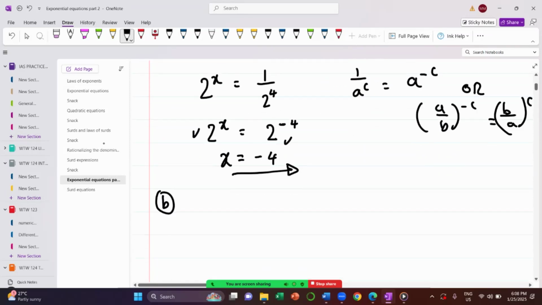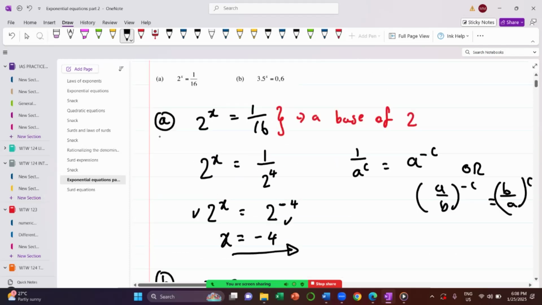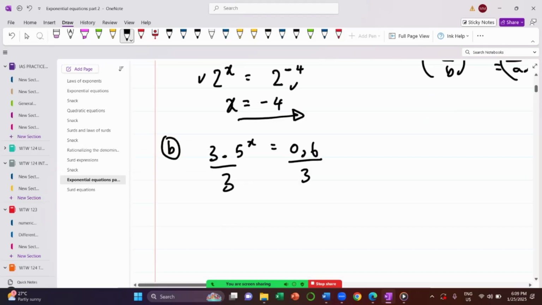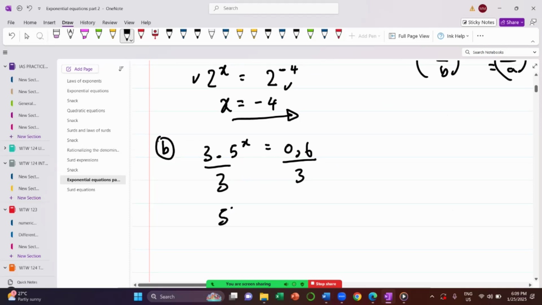So I have 3 multiplied by 5 to the exponent of x is equal to 0.6, right? So I'm multiplying these two things on the left-hand side. So I have to divide by 3 on both sides so that I can be left with the unknown. So I have 5 to the exponent of x. What is 0.6 divided by 3?